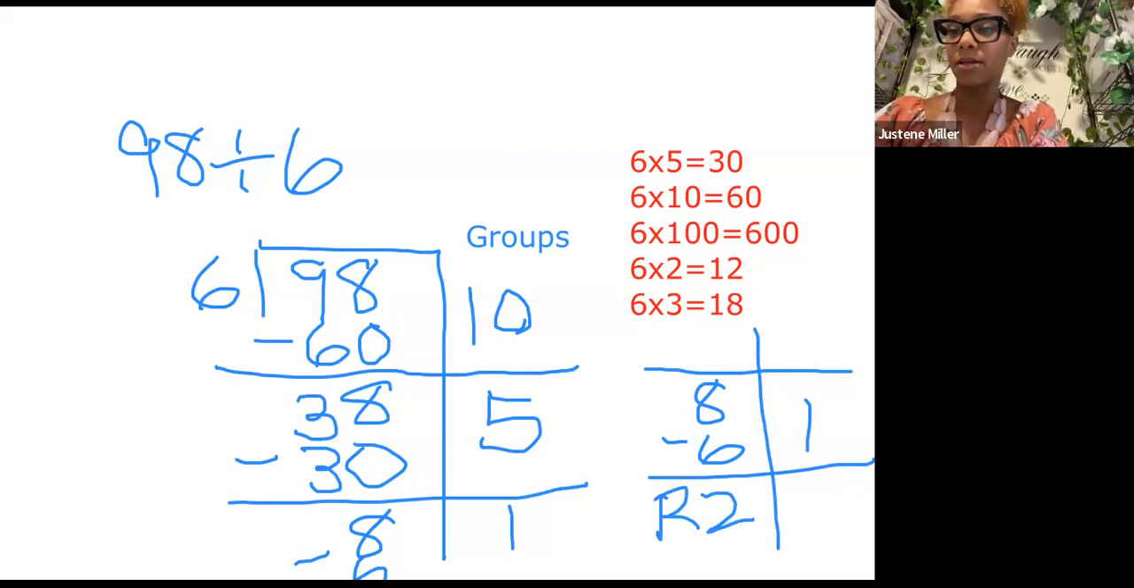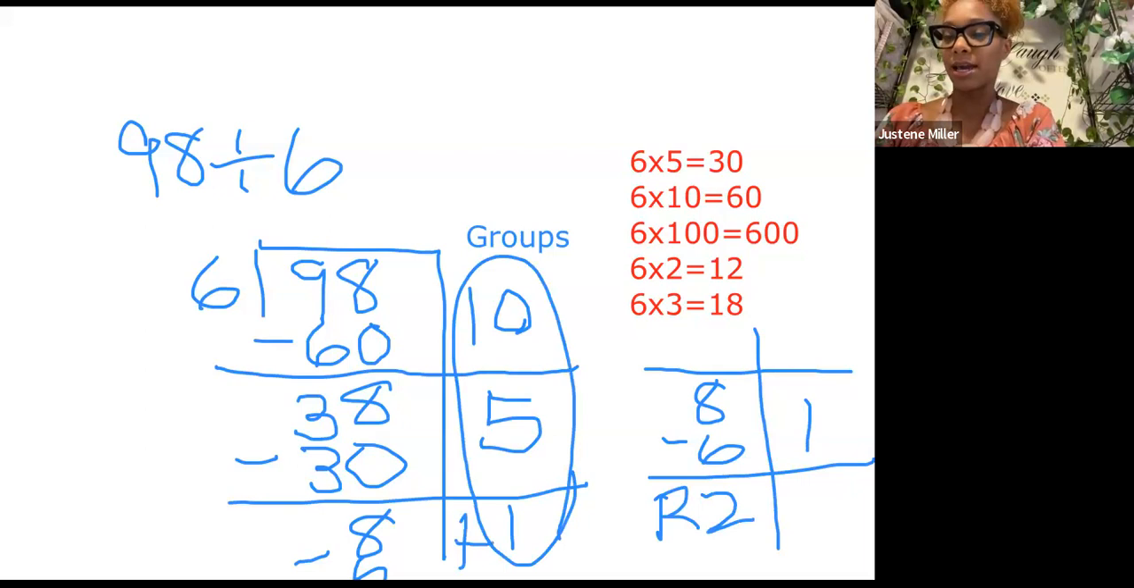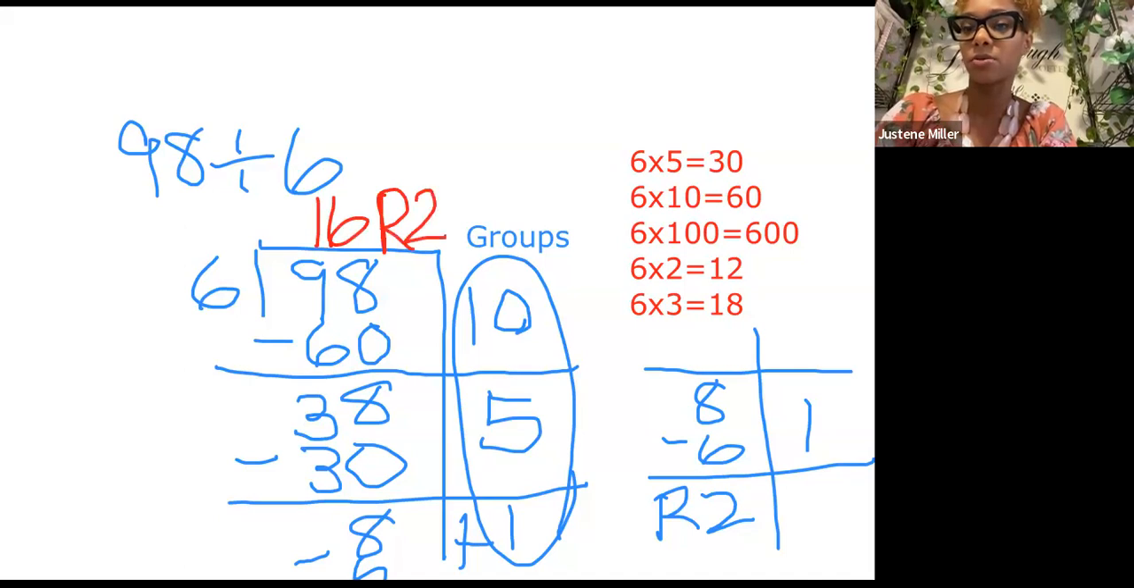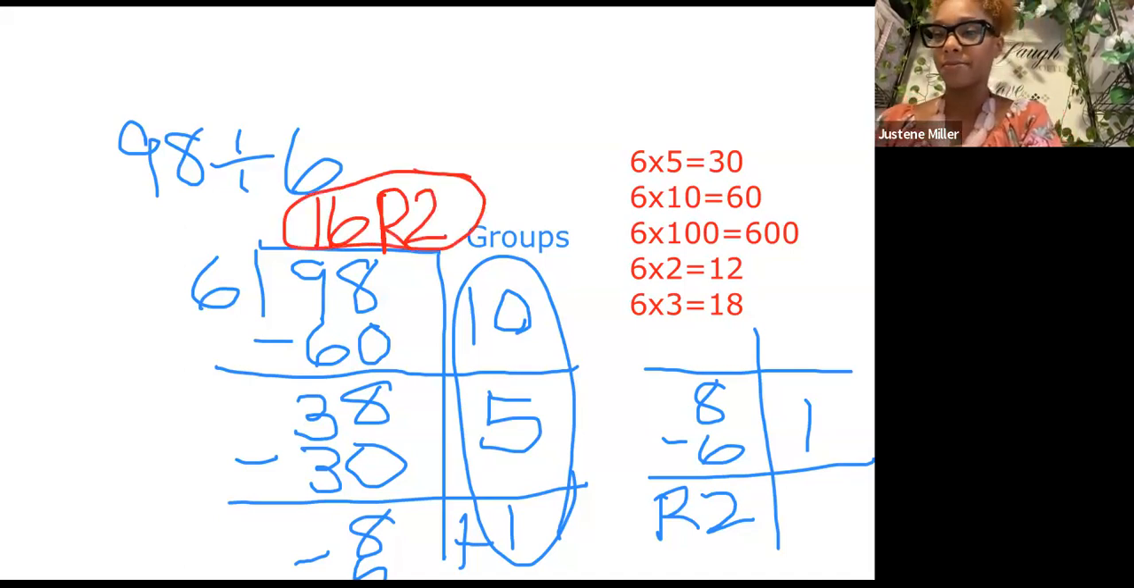Final step is you're going to add those groups up. So once I add these groups, that will help give me my answer. 10 plus 5 is 15. 15 plus 1 is 16. So my final answer is going to be 16, remainder 2. So that is how we use partial quotients. We're using groups of the divisors. We're using what? Yeah, groups of the divisor to subtract from the total.